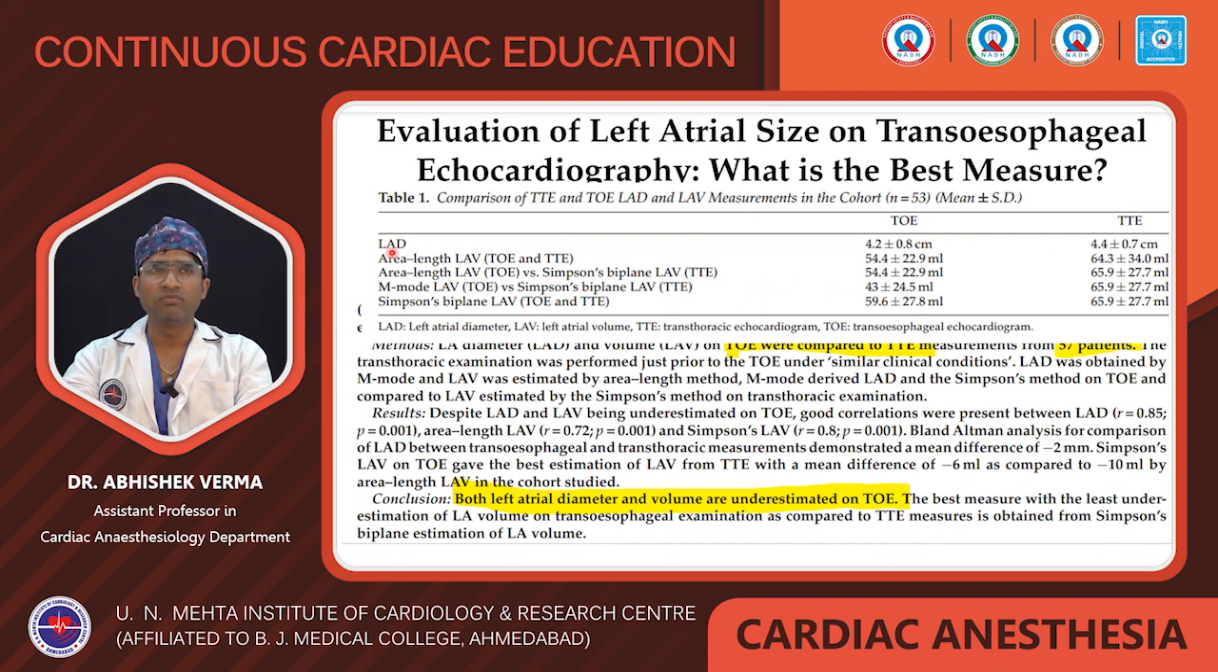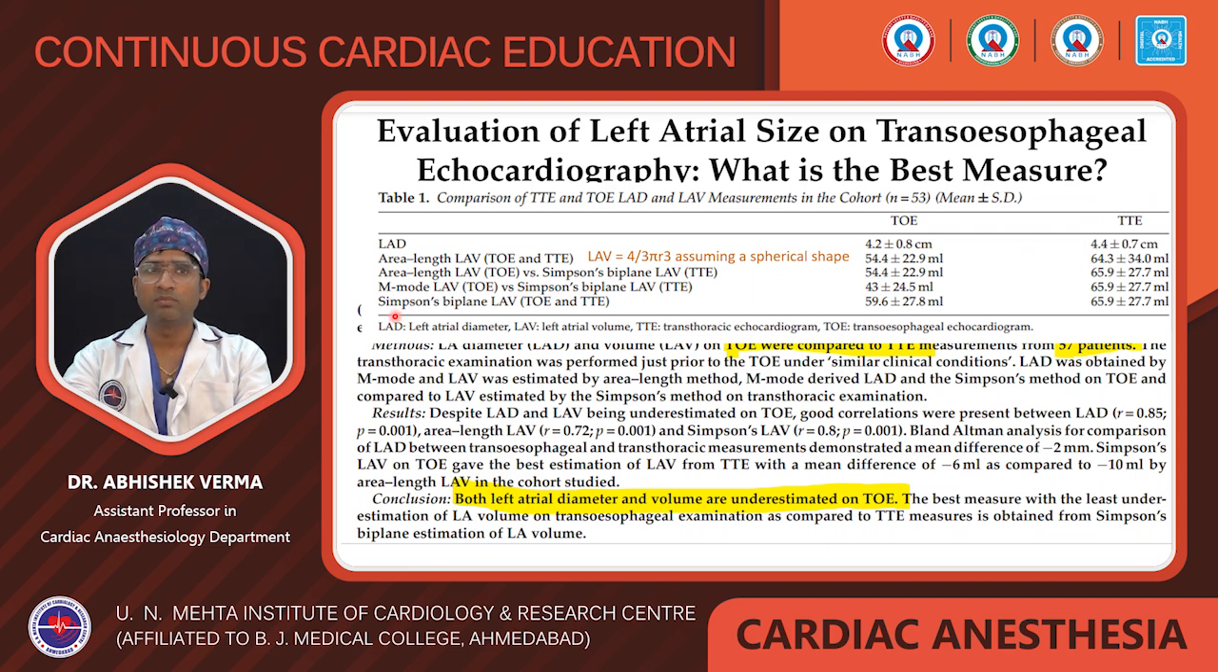This study also shows that the LA diameter is mostly equal, meaning we can define LA diameter accurately in both transesophageal and transthoracic echo. But if we consider the LA to be spherical, then volume is 4/3 pi r cubed, assuming a spherical shape. Then we go with the area length method in transesophageal and transthoracic echo, and we find there is a huge difference, approximately 20%, between transesophageal and transthoracic echocardiography.